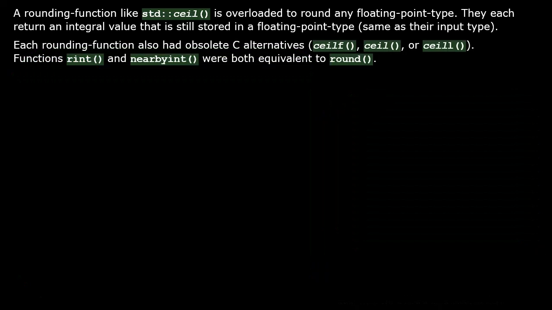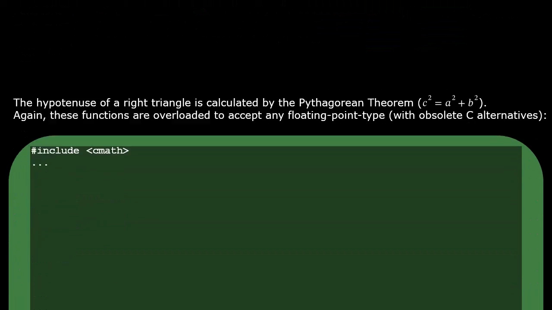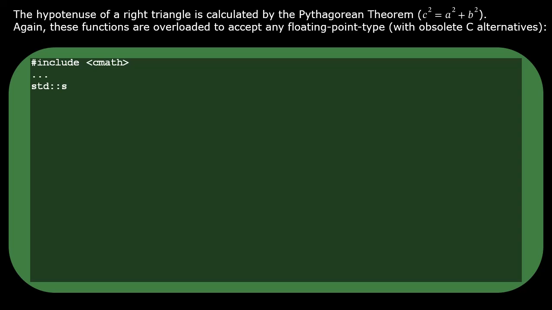Each rounding function also had obsolete C alternatives. The hypotenuse of a right triangle is calculated by the Pythagorean theorem. Again, the square root and Pythagorean functions are overloaded to accept any floating point type.